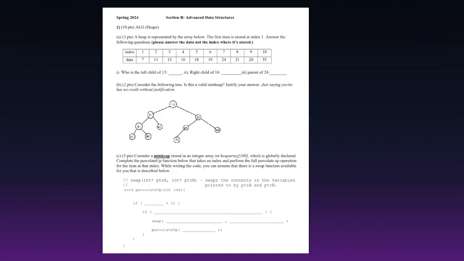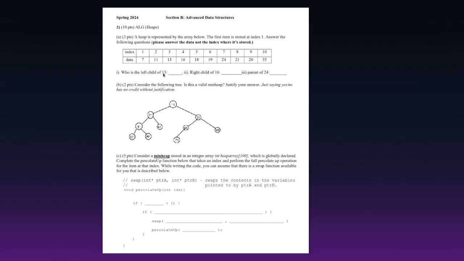Okay. So let's see what this says here. I'll read through it. So we have a heap. It says a heap is represented by the array below. The first item is stored at index 1. Answer the following questions. Please answer the data, not the index where it's stored.